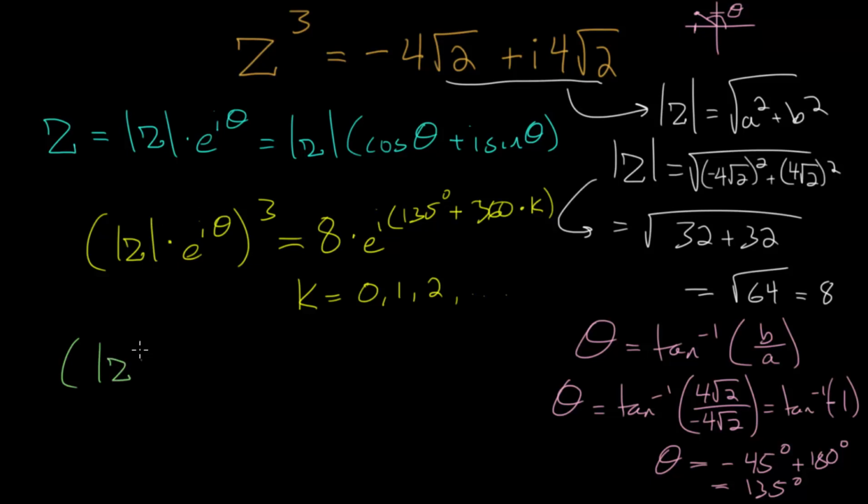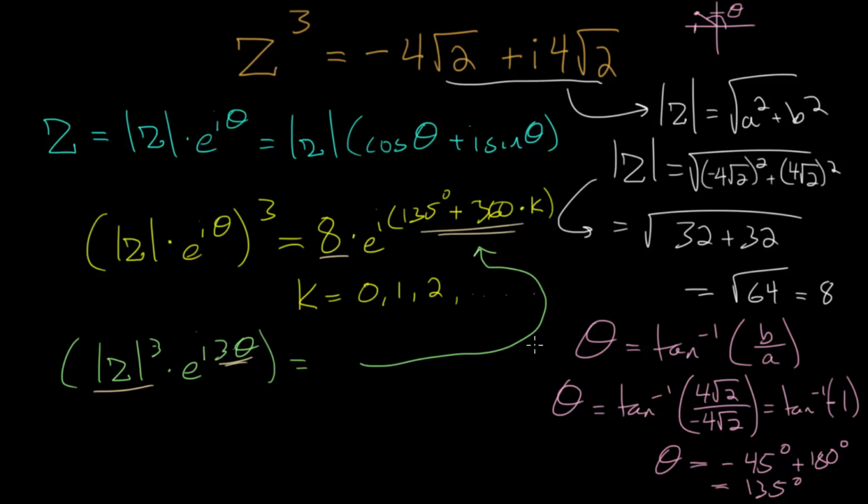We get the magnitude of z to the third power multiplied by e to the i times 3 theta, an exponent to an exponent, so we will multiply. And this is equal to this expression here on the right. And for this equation to be true, we know that the magnitudes have to be equal, and we know that the angles have to be equal. Let's start with the magnitude.